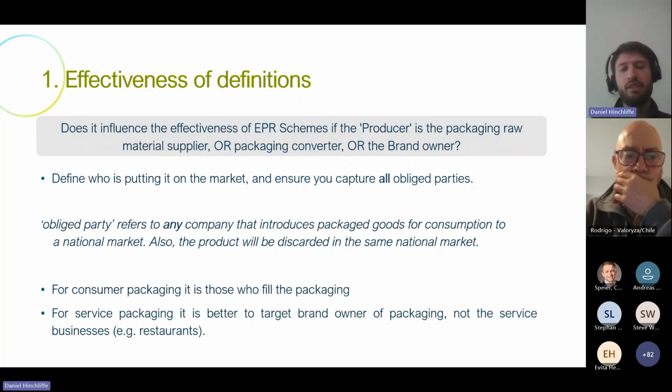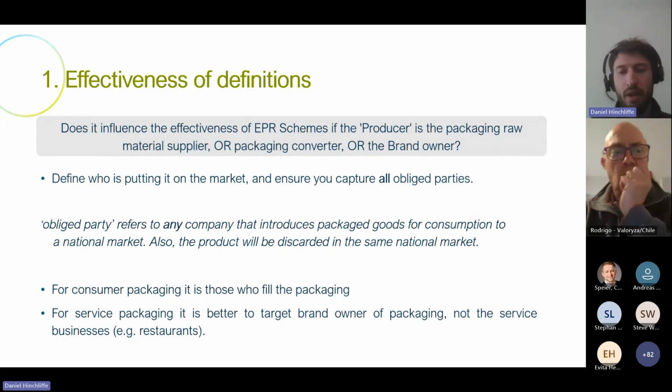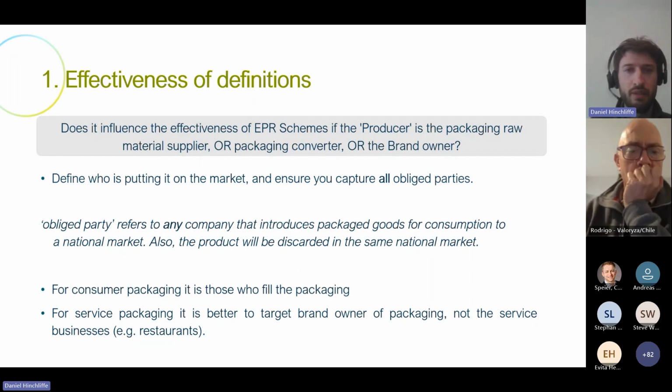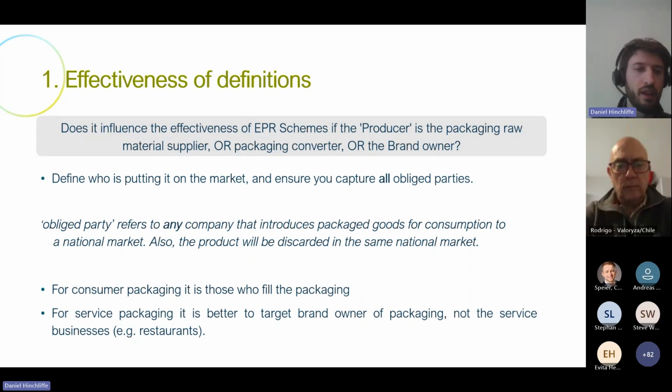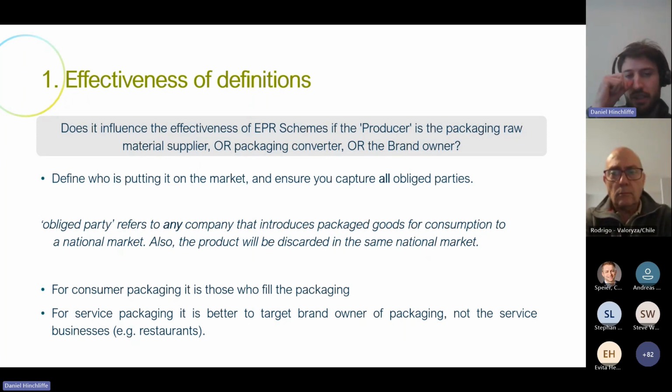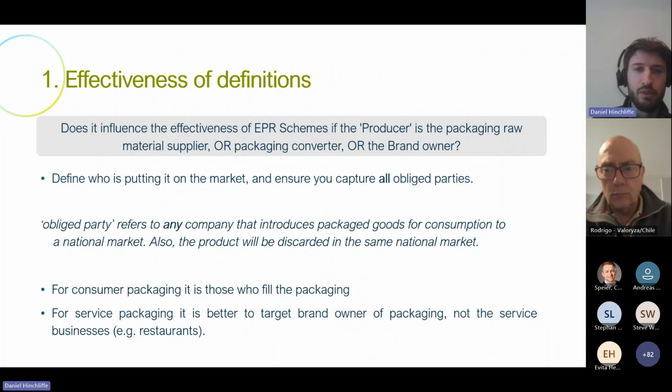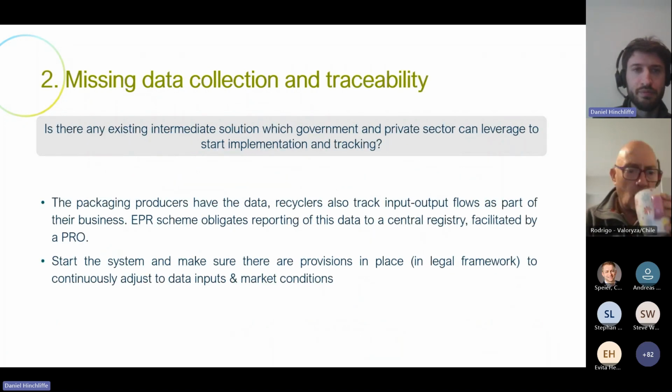So if we look at consumer packaging, it's those who make the decisions on packaging, what type of packaging is going to be used. It's those who fill the packaging. And this might not necessarily then be the packaging converter or the brand owner of the packaging, but it would be the person who's bringing products like maybe soft drinks onto the market and making those packaging decisions. For service packaging, it's a bit different. There, it's better to target the brand owner of the packaging, because often in service businesses, maybe kiosks or restaurants, they're just using packaging which comes from the brand owner. So there it's a bit different, but otherwise I think this is clear from this definition.